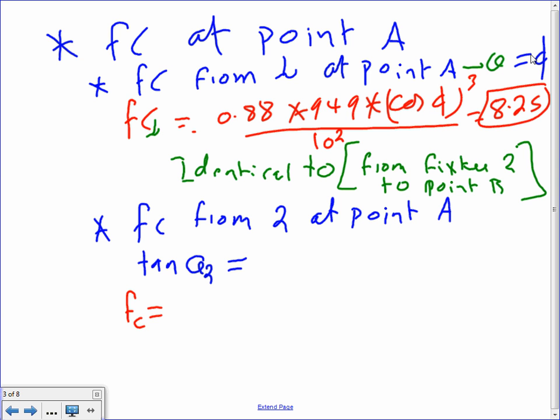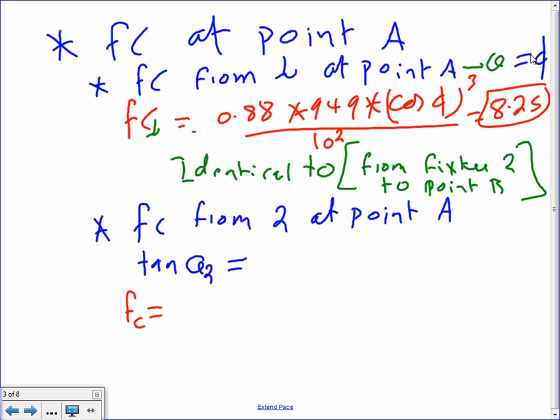Can you guys read my handwriting here? You don't really need to do that one that I did in red. On the test, you have the option: either do it, which you shouldn't, or say this location is identical to from fixture 2 to point B, because we already did it. And you just put the answer 8.25, done.